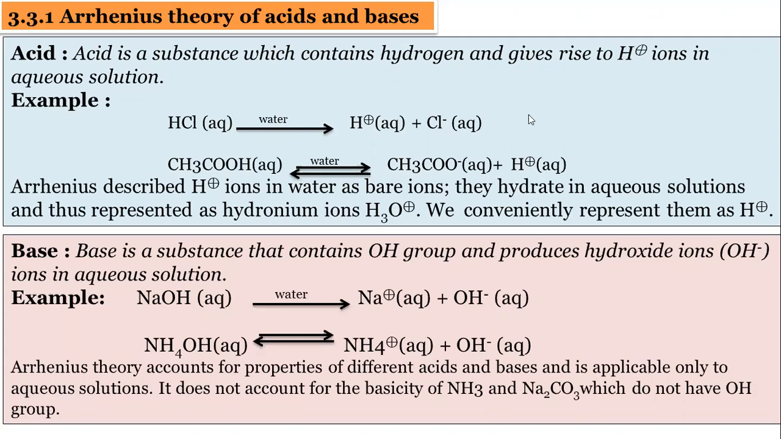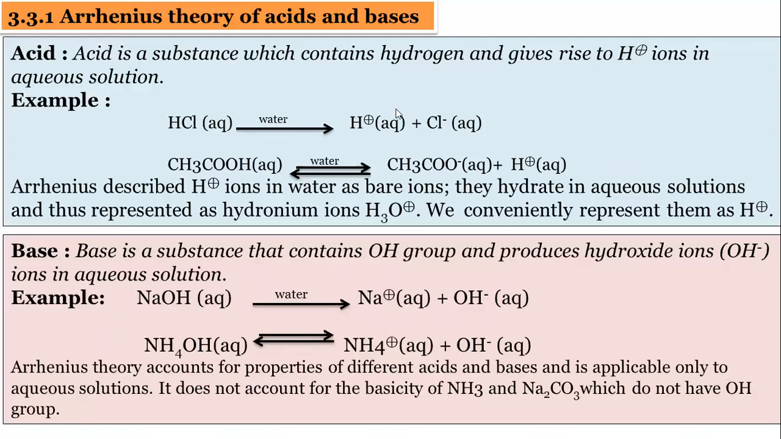The substance which contains hydrogen and gives H plus ions in aqueous solution is called an acid. And the substance which contains an OH group and produces hydroxide ions in aqueous solutions is called a base. Then I am coming to HCl. This HCl already has hydrogen, and when it is dissolved in water in aqueous solution, it produces H plus ions. So according to the Arrhenius theory, HCl is an acid because it follows both the conditions given by Arrhenius. It also contains hydrogen and it also produces H plus ions in aqueous solution.